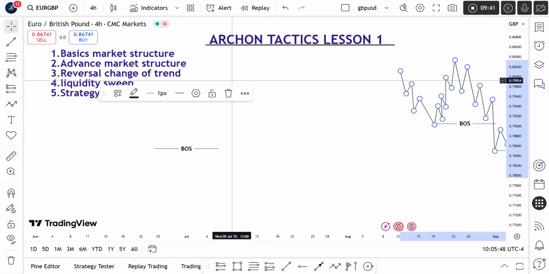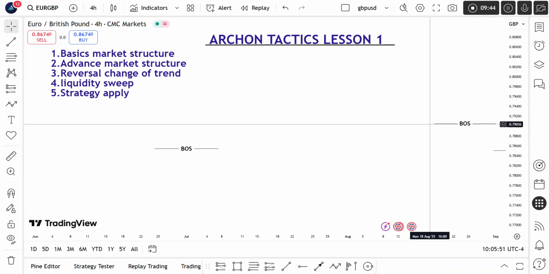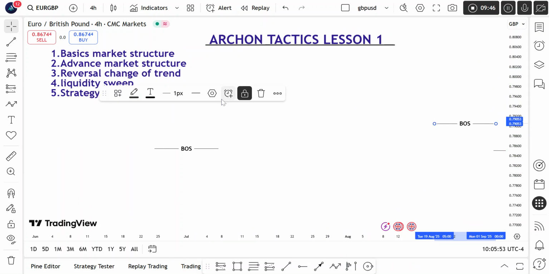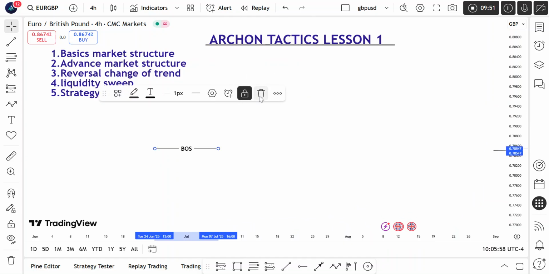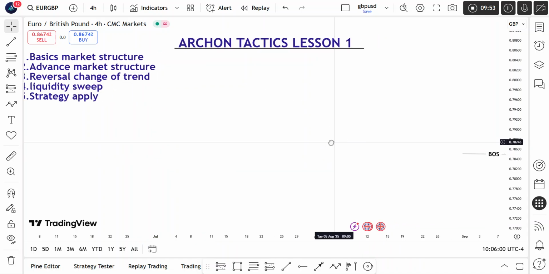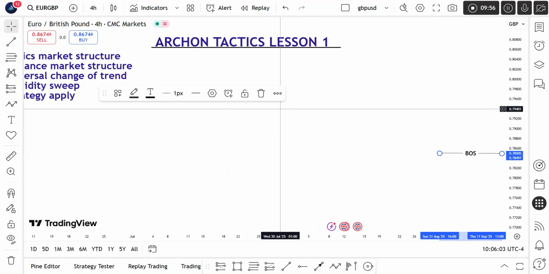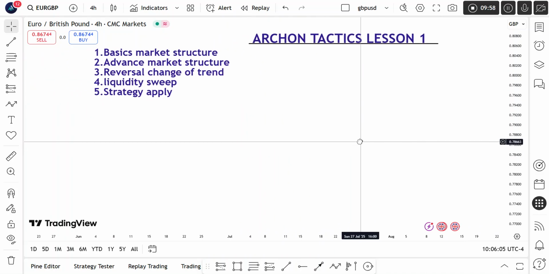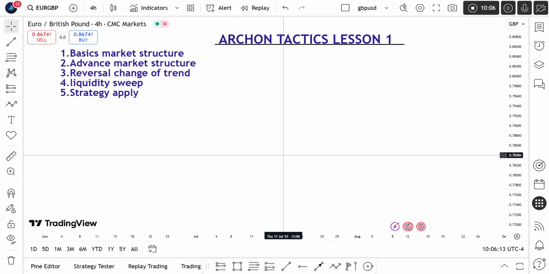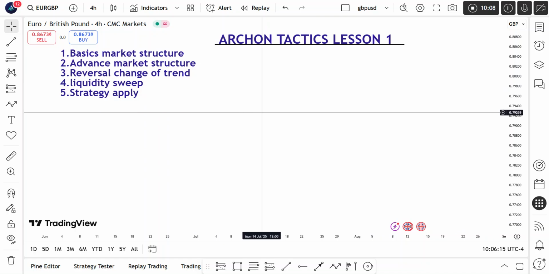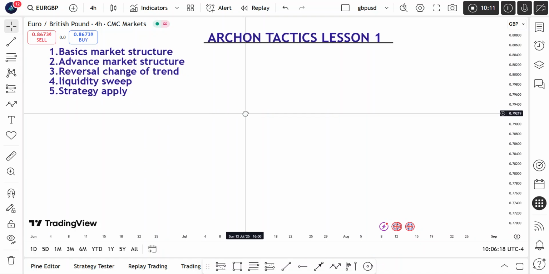The third part here. I'm going to show you now the reversal change, for you to know everything I'm talking about. For the market to change from bullish to bearish or from bearish to bullish, we have to see some kind of structure happening in the market first before seeing the change of the trend happening for real.